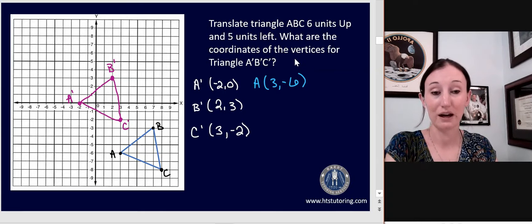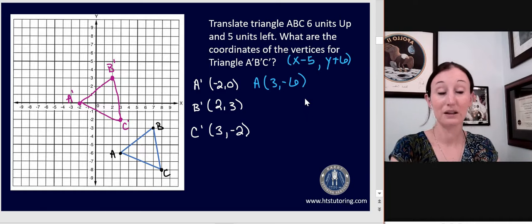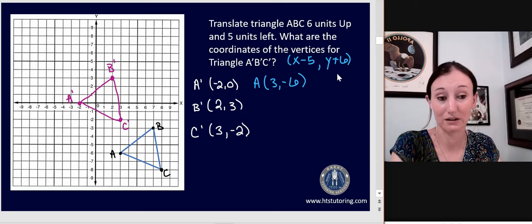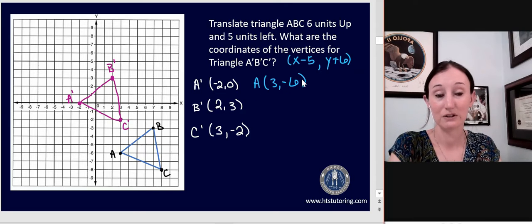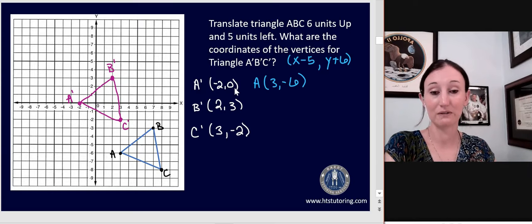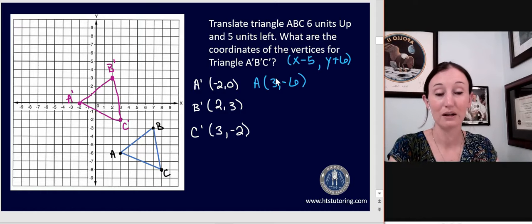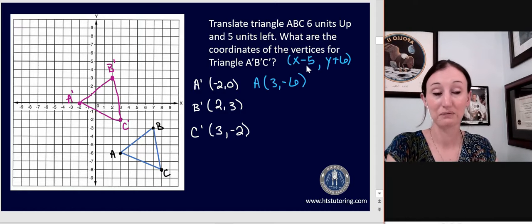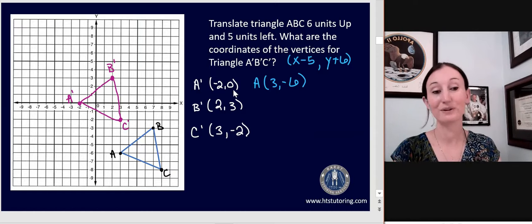So what I'm actually doing here is taking the original points, adding 6 to their y value, and subtracting 5 from the x value. So we can get all of these points just algebraically. A was originally at (3, -6). When we did our counting, we got it over to (-2, 0). Let's see if that matches up. 3 minus 5 is -2, and -6 plus 6 is 0. So we get to the same spot.